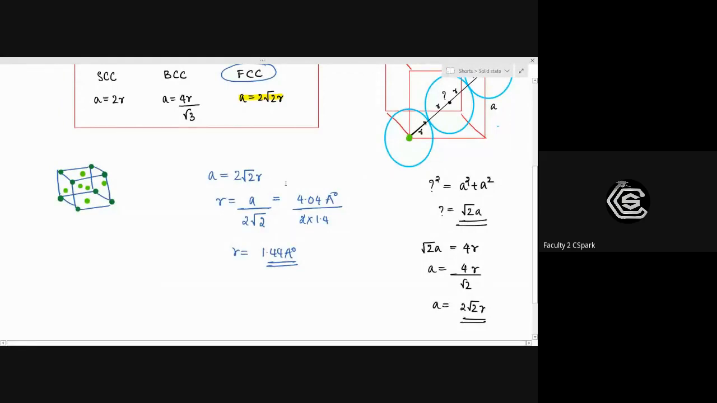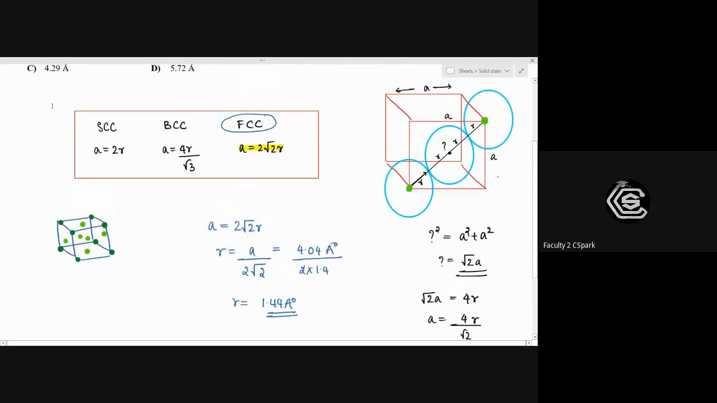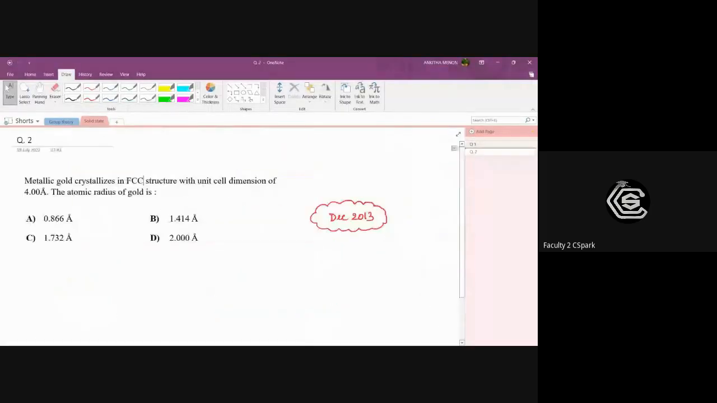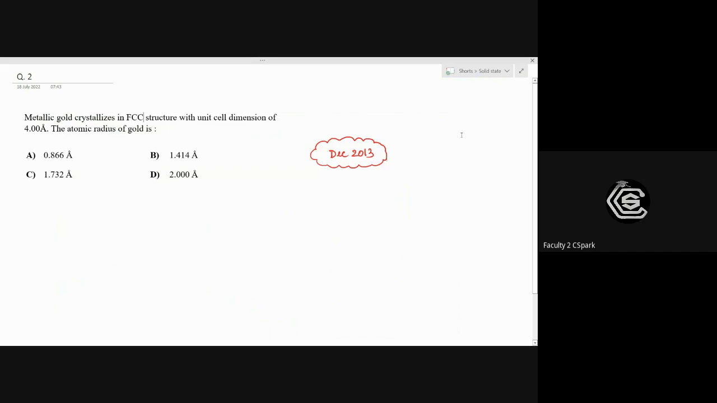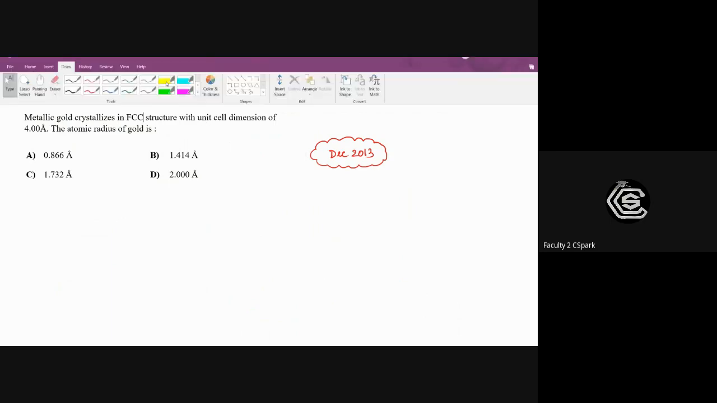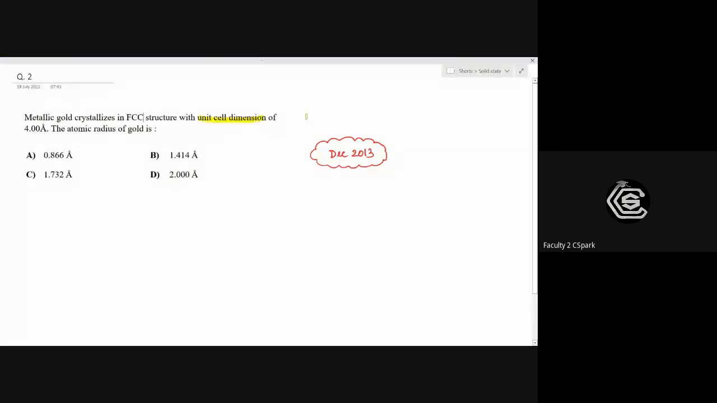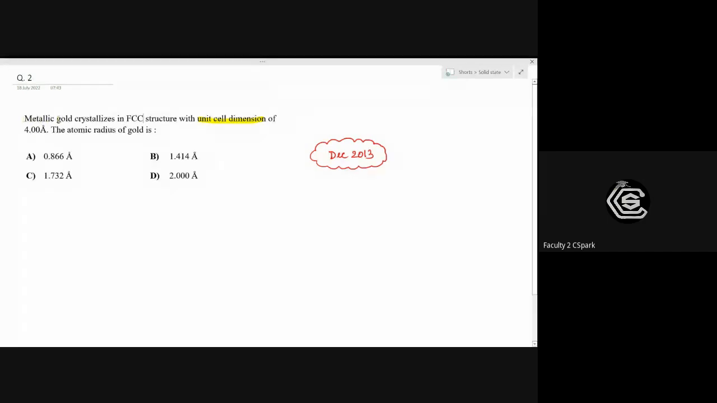But from the exam point of view, all you need to learn by heart is these 3 equations. SCC, BCC, FCC. All right. So a similar question was asked in December 2013. Same, very easy. They have given the dimension instead of lattice parameter. The term they have used is unit cell dimension. So that's the lattice parameter notated by A. A is given to be 4 angstrom, and they are telling us about metallic gold.